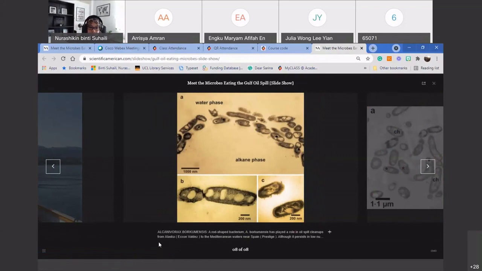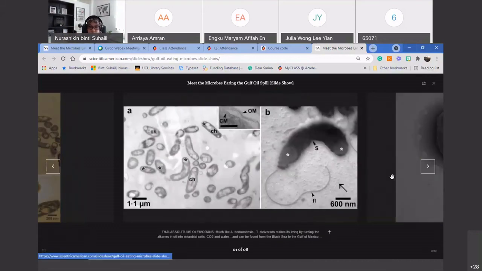This one is Alcanivorax borkumensis. It has played a role in oil spill cleanup. The good thing about this bacteria is that it helps in natural bioremediation. They actually eat the oil, and when the oil is eaten by them, it means the oil is cleaned from the area. So that's the role of these microorganisms. Okay, I think that's it.